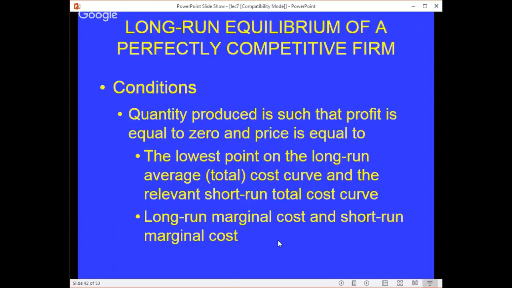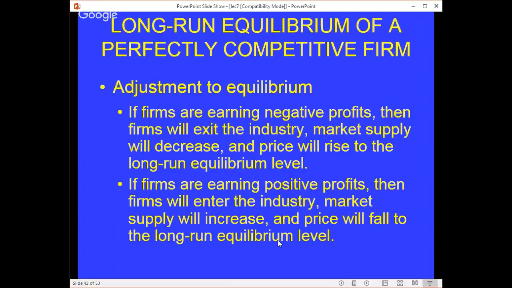That means price is going to be equal to the lowest point on the long run average cost curve. And the relative short run total cost curve we'll talk about. A long run marginal cost curve and a short run marginal cost curve will all be at the same point at that level. If firms are earning negative economic profit, then firms will exit the industry. Market supply will decrease and the price will rise to the long run equilibrium level. If firms are earning a positive profit, then firms will enter the industry. Market supply will increase and price will fall to the long run equilibrium level.